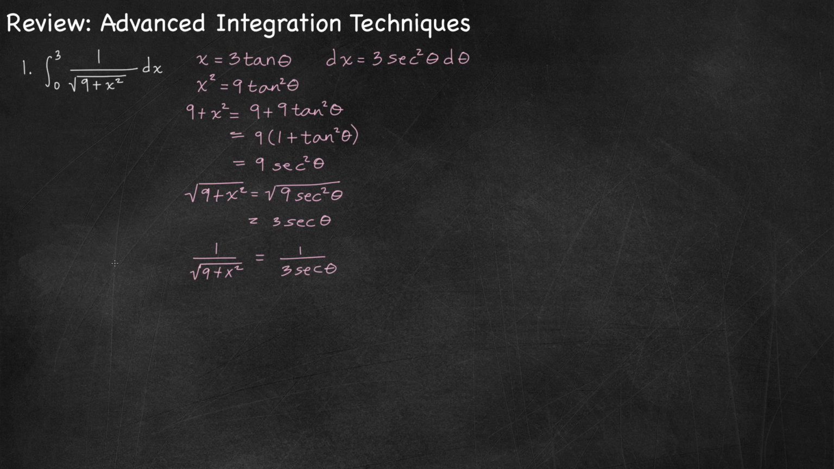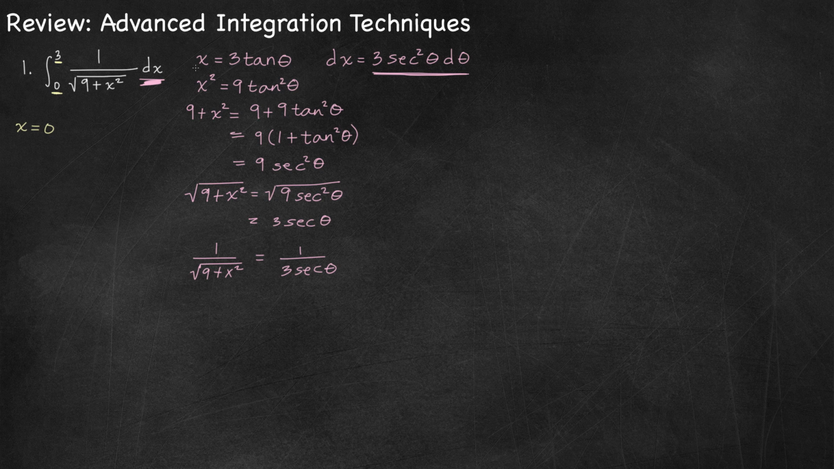So let's go ahead and rewrite our integral now. I'm going to replace 1 over the square root of 9 plus x squared with 1 over 3 secant theta. And then I'm also going to have to replace the dx with 3 secant squared theta d theta. Now when I rewrite my integral, I can't use the 0 and the 3 because those are x values. In a dx problem, we know that these bounds are x values. So I'm going to go ahead and convert these x values into theta values so I can have correct bounds on my new integral. So we've got our lower bound x equals 0.